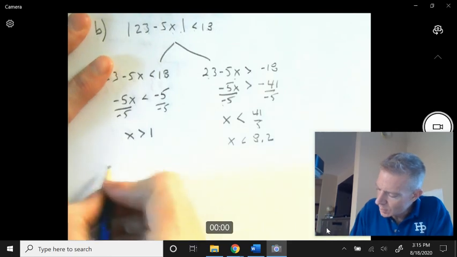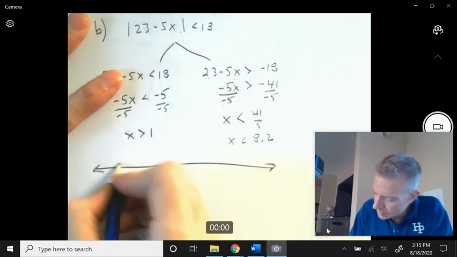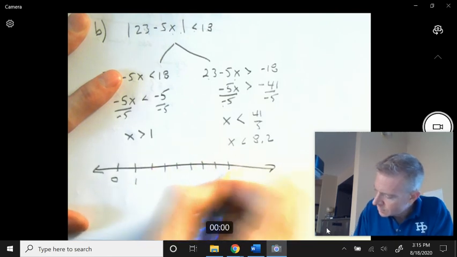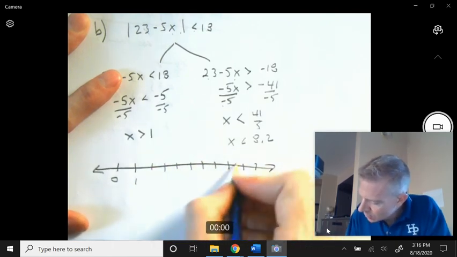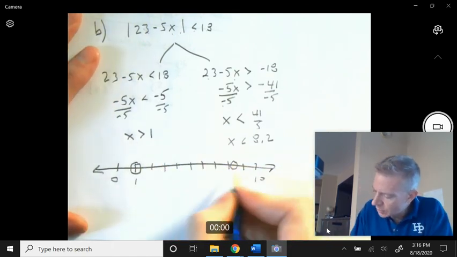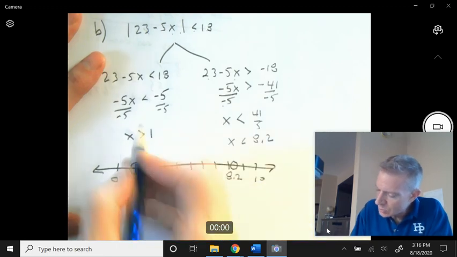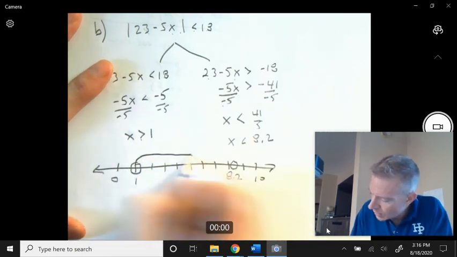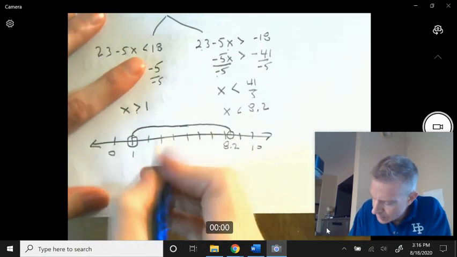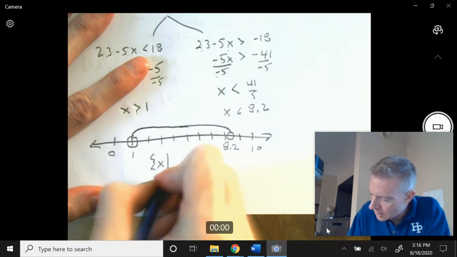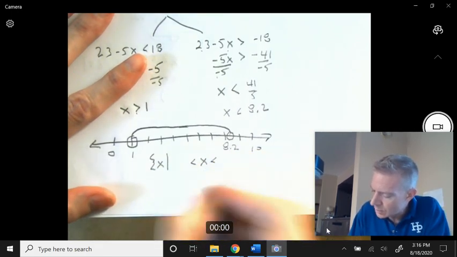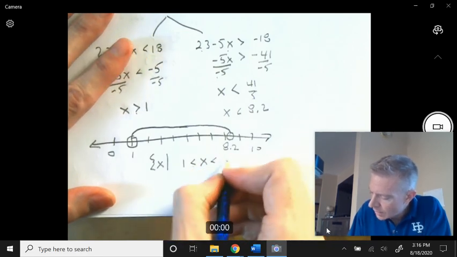Okay, so drawing this on our number line, got 0, 1, 2, 3, 4, 5, 6, 7, 8, 9, 10. 8.2 comes in about here. Notice we're not including 1 and 8.2. We want x greater than 1. We want x less than 8.2. Okay. And our set notation is the set of all x such that, and since we want all the numbers in between, I usually just write the x in the middle and say the two numbers that are in between, 1 and 8.2.